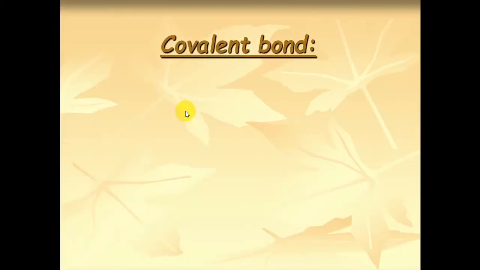Covalent bond. If you remember, in the previous video we spoke about the ionic bond, and we said an ionic bond is a kind of bond between metals and non-metals, where one gains an electron, which is the non-metal, and one loses an electron, which is the metal. But in this covalent bond, we don't have losing or gaining, we have sharing.